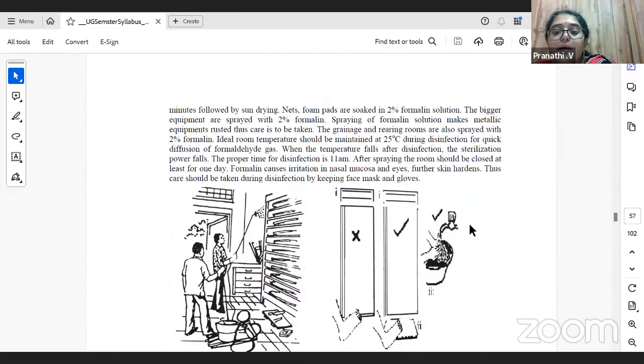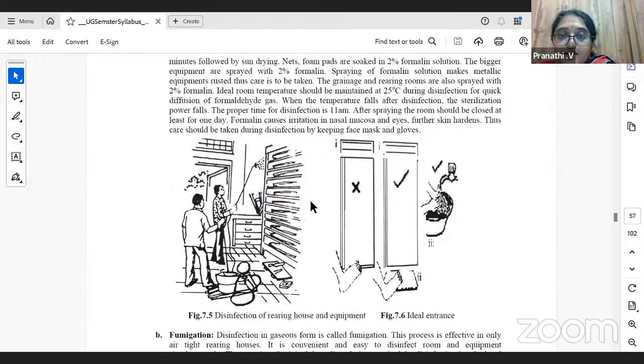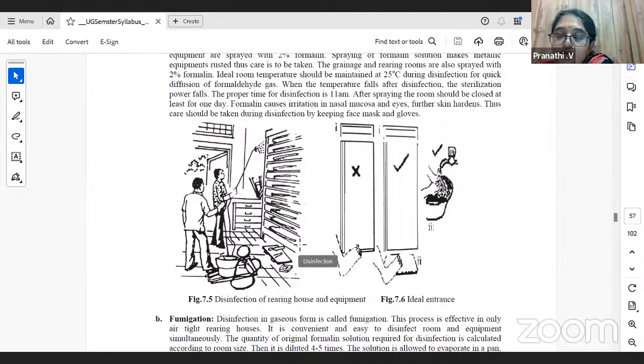Then you have net foam pads. You use formalin for that. Bigger equipment are sprayed with 2% formalin. And if at all you spray the formalin on metallic surfaces, then it can rust. So this also has to be taken care of. So drainage and the rearing rooms are sprayed with 2% formalin.